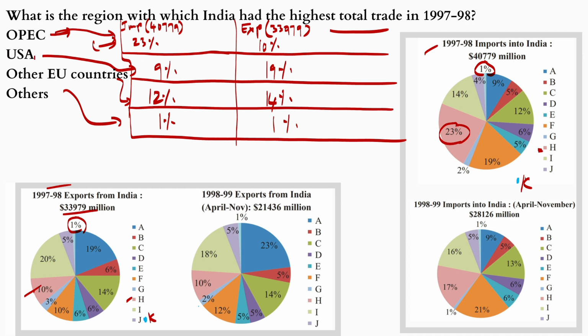So we cannot calculate in the sense the value of USA will definitely be lower than the value of OPEC. Same goes with other EU countries as well. 12% of this plus 14% of this is less than 23% of this value and 10% of this value. And in case of others also, it is less than OPEC countries. So the highest trade in 1997 to 98 with India is for OPEC. OPEC has the highest trade.